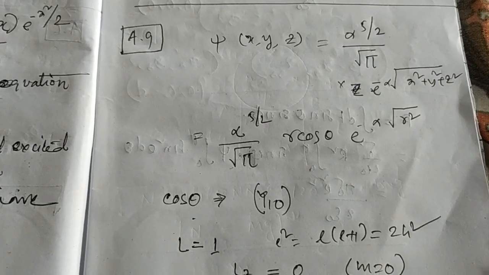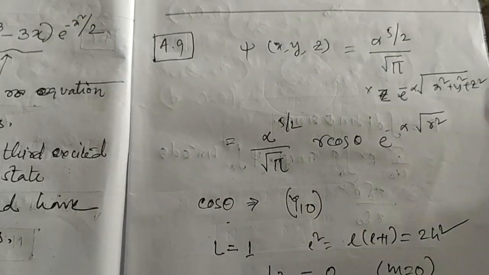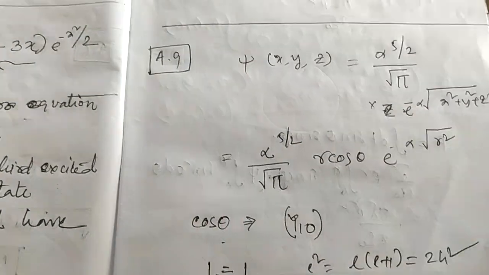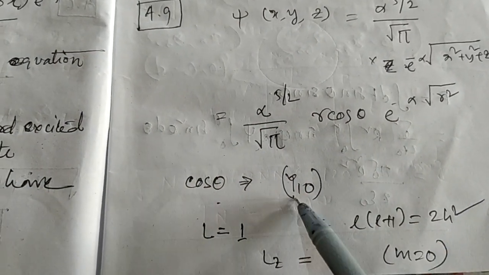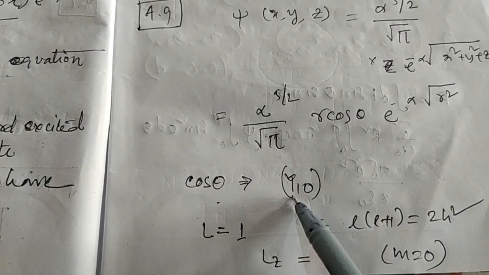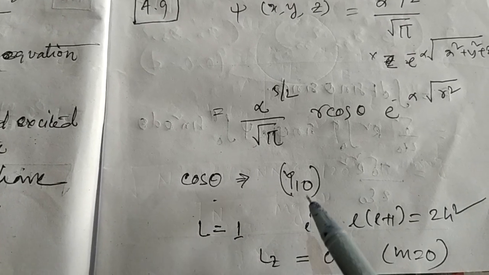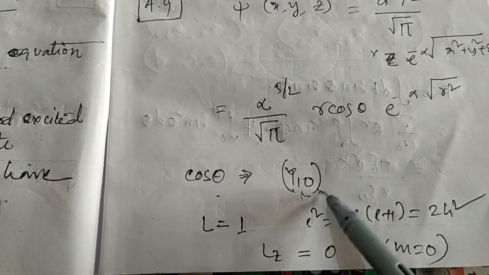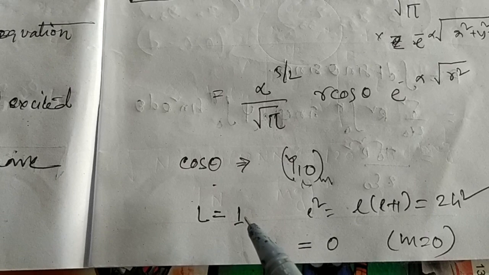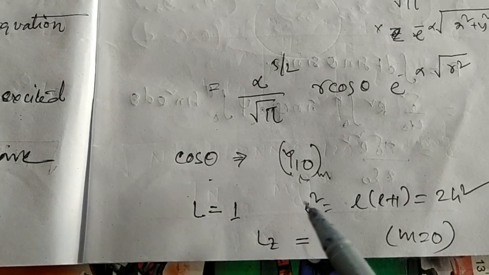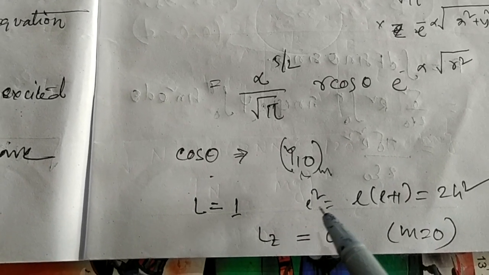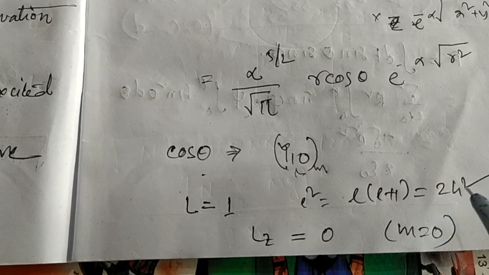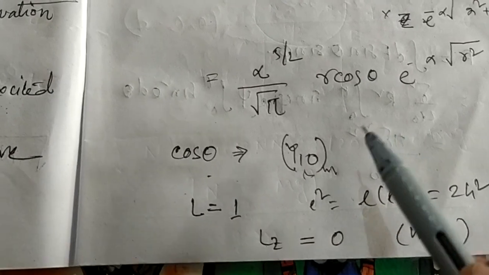You just need to convert it into polar coordinates. That means z is equal to r cos theta, and you know that cos theta represents the spherical harmonic Y10. That means this is L and this is M. So the value of L is equal to 1, and the value of L square is equal to L into L plus 1, that is 2 h cut square, and Lz is 0 because M is 0.